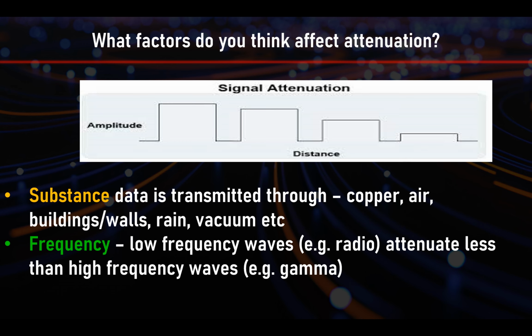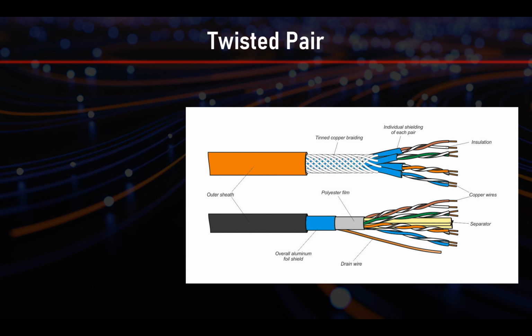Also the frequency. Low frequency waves, e.g. radio, are going to attenuate less than high frequency waves, for example gamma waves or rays. And that's why radio signals can be detected even on the other side of the world, whereas gamma is going to get blocked quite easily.